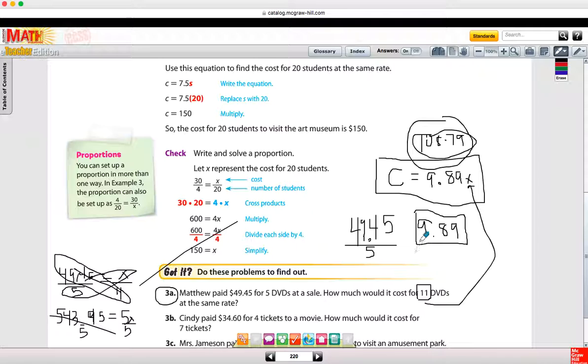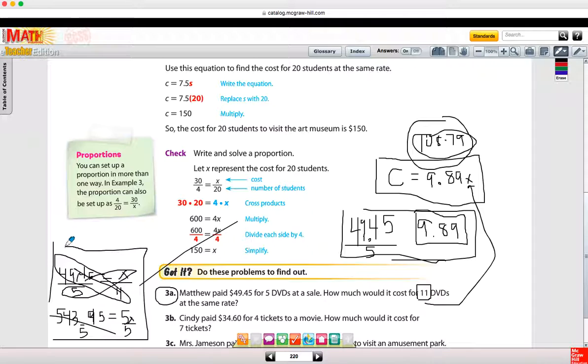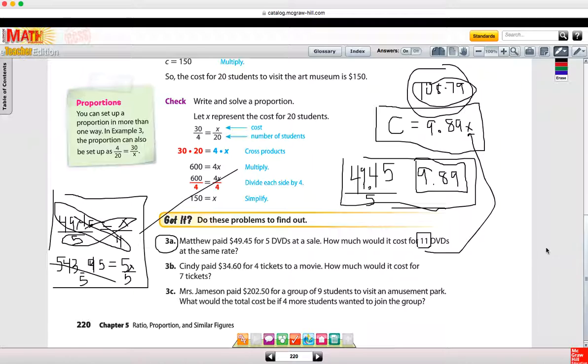So same problem solved using an equation, using the constant of proportionality here, and also the same problem being solved using a proportion. Either strategy works. And that's it for section 5.7.